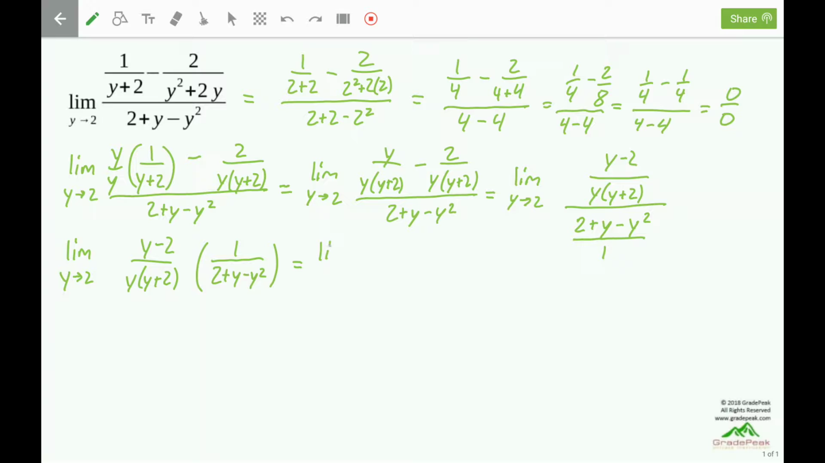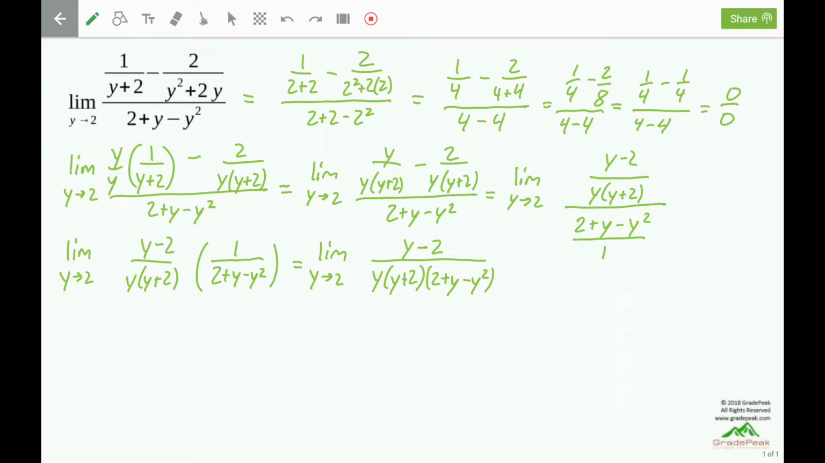Now we can multiply these together, and we will have the limit as y goes to 2. In the numerator we have y minus 2 times 1, which is just y minus 2. In the denominator we have y times y plus 2 times 2 plus y minus y squared. No need to FOIL or distribute any of this out. Leave it factored like it is. We want to keep it in the factored version, because at this point we're still 0 over 0. We haven't eliminated that yet. We have to cancel factors that are making 0. So we actually want to factor this, not FOIL it out.